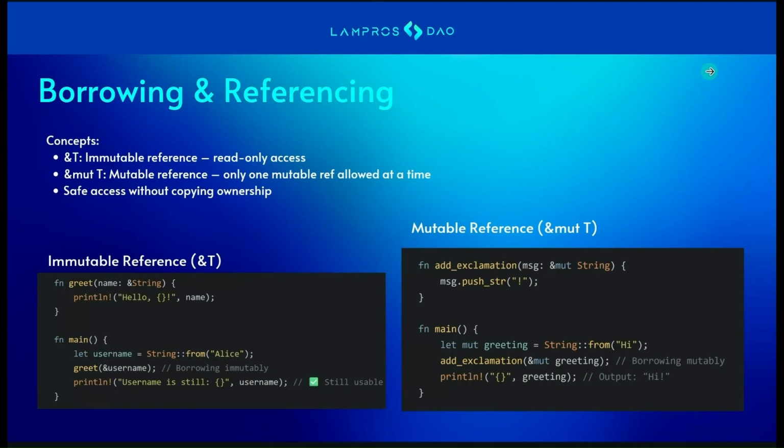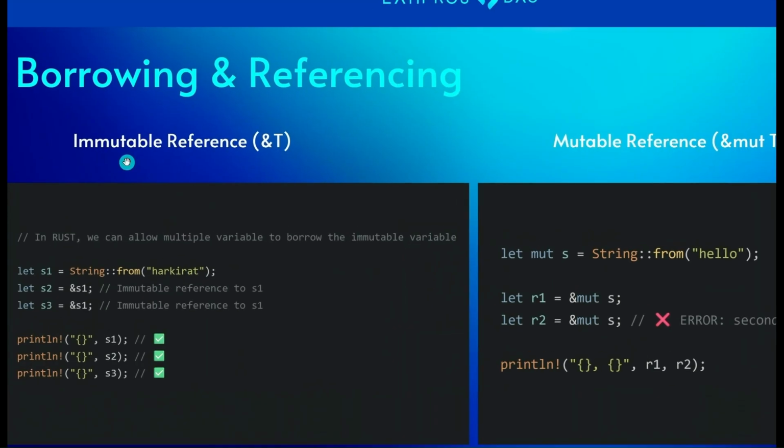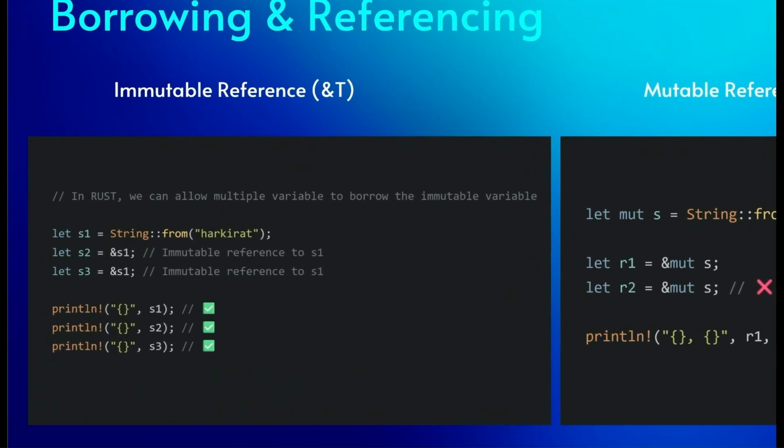So moving forward. In Rust, in the immutable reference case, we can allow multiple variables to borrow the immutable variable. For example, I have created one variable called s1 and passed the value Hercules to it, right? And now I have created two more variables, s2 and s3, and both are borrowing the value Hercules from s1. So are you getting it?